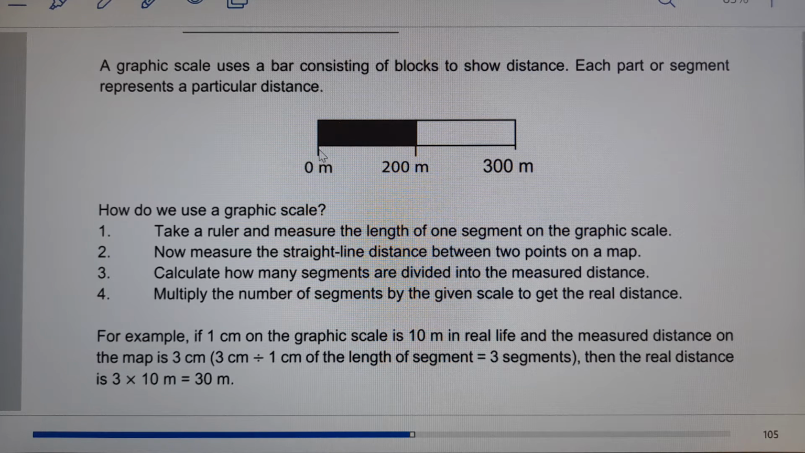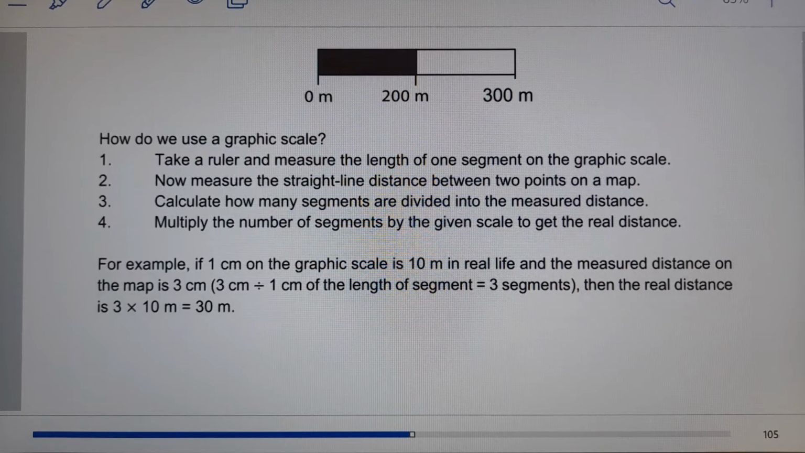So I will take a ruler and measure the length of one segment of a graphic scale. Now measure the straight line distance between 2 points on a map. So I will measure on the map and then calculate how many segments are divided into the measured distance, and multiply the number of segments by the given scale to get the real distance. Let's do this slowly through an example.